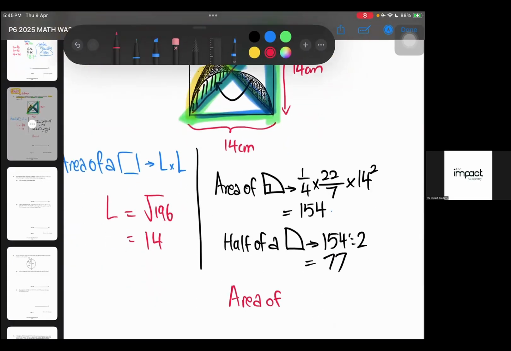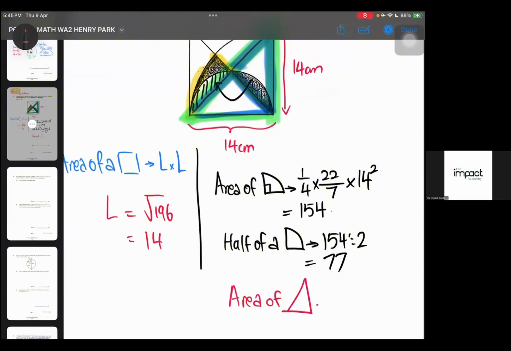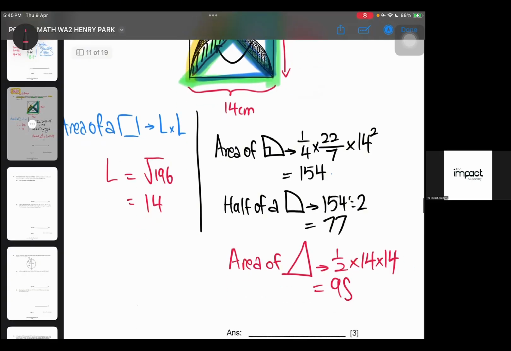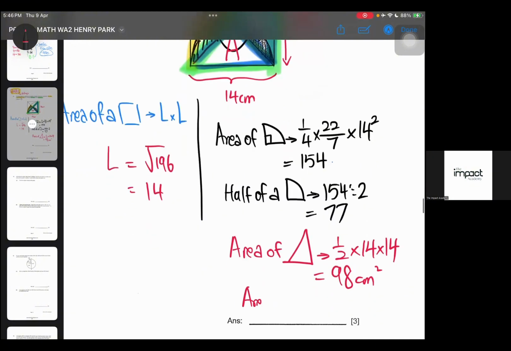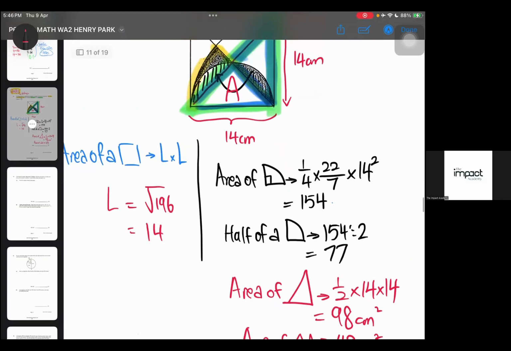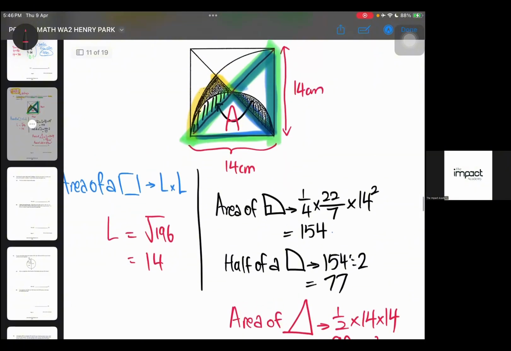Area of the big triangle in this situation, I will have to do half times 14 times 14. When I do half times 14 times 14, I get an answer of 98 centimeters square. Now, I'm going to find the area of, let's call this triangle A. In this situation, we will do 98 divided by 2, we get 49 centimeters square. Can you understand? So triangle A is 49 centimeters square already.